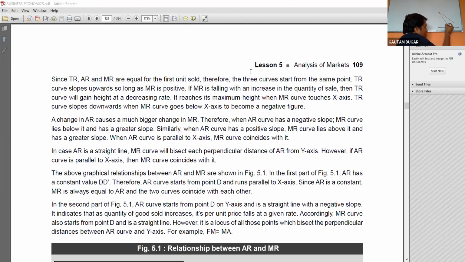If you go with the graph, you find that MR and AR, there was a tabular presentation, numerical, which is given to you. If you go by the table, you find that the AR and MR curves are downward sloping. They start at the same point, but after that, MR is always less than AR. So that was the next topic, the relation between AR and MR.